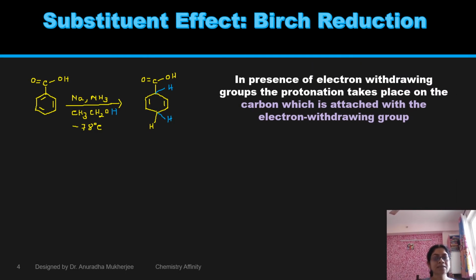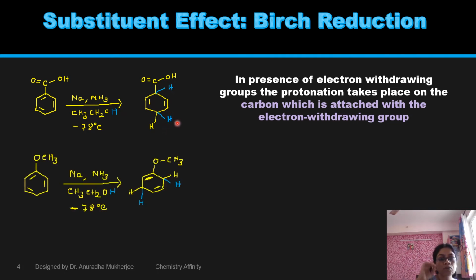Now let's understand what is going to happen in the Birch reduction when benzene has some substituent. So in this particular reaction, it's a benzoic acid. So COOH acts as an electron withdrawing group. So when electron withdrawing groups are present, the protonation will take place at the carbon which is directly attached to the COOH group. Now with respect to this one, the second protonation will take place.